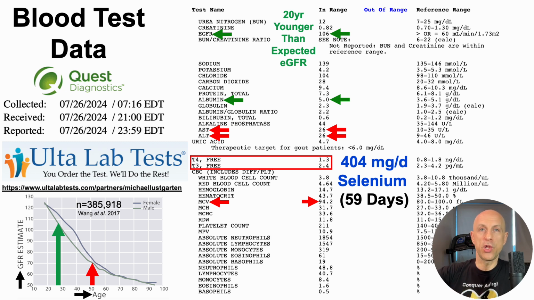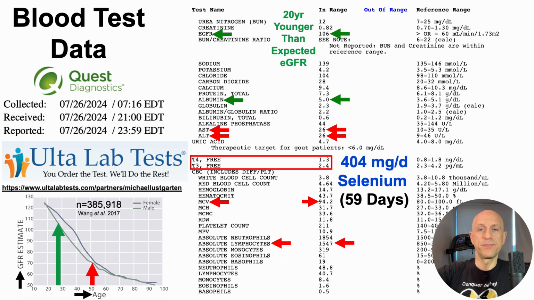MCV, which is the average red blood cell volume. So do you have very large red blood cells or very small red blood cells? The MCV increases during aging. 94.2 is on the high side of my data over the past 50 plus tests, and that's going in the wrong direction. And I have some ideas based on correlations of my data, which I post on Patreon, for why that may be the case. So that may be the focus of a future video. So if you're interested in that, check it out.